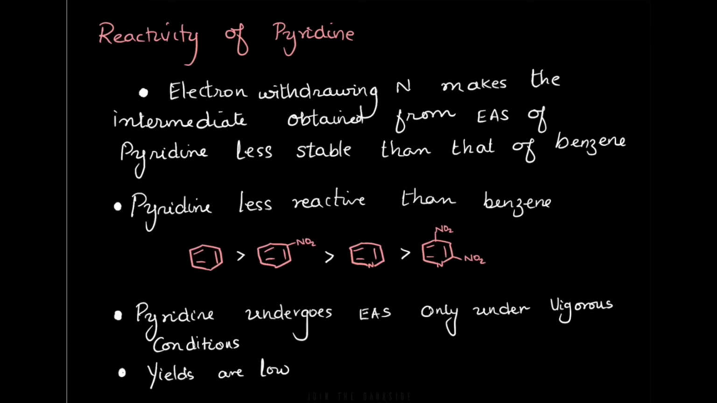In fact, it is even less reactive compared to nitrobenzene. And if you put electron withdrawing groups on pyridine, it's still going to decrease the reactivity of pyridine. Pyridine undergoes electrophilic aromatic substitution reactions only under vigorous conditions, and even if it does undergo them, the yields are very, very low.